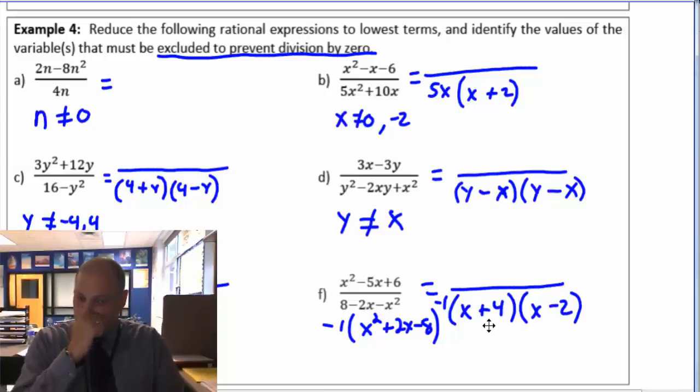So it looks like we can't have a negative 4. X cannot be negative 4, and x cannot be positive 2. Because if it's negative 4, I get a 0 here. If it's positive 2, I get a 0 here.